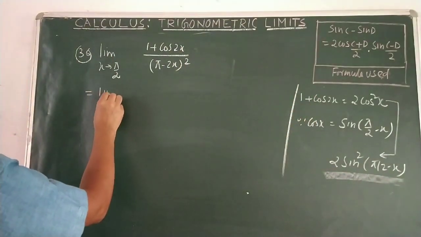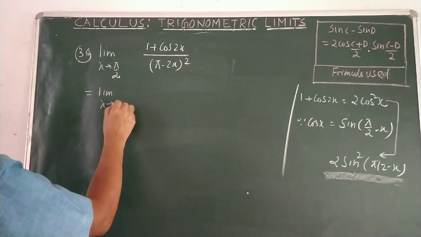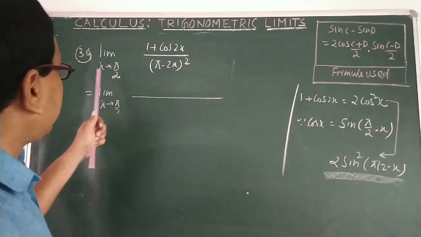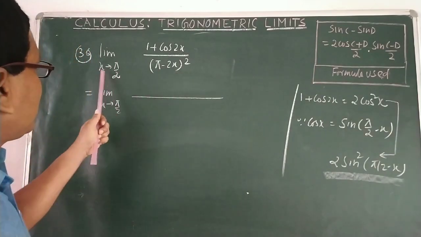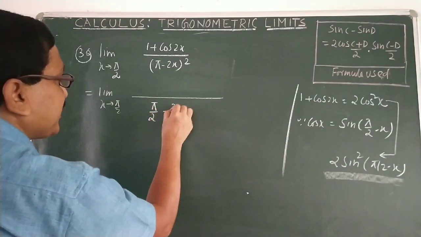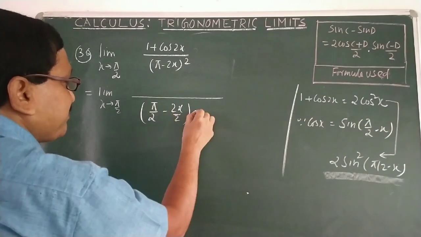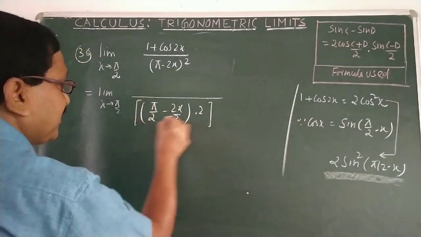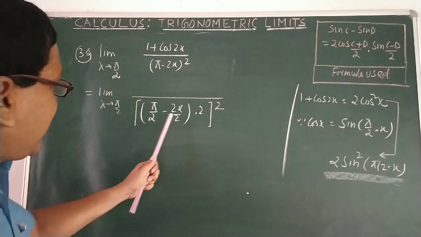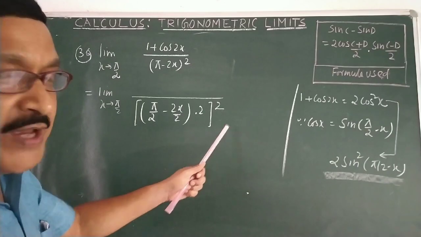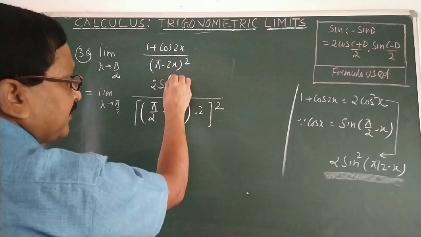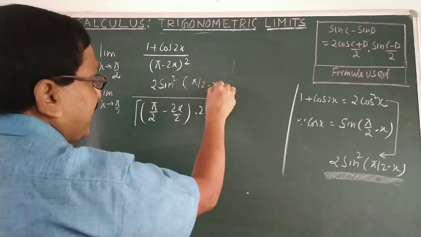Now this is limit x tends to pi by 2. Now this is pi and 2x, here x and pi by 2, so convert it to x and pi by 2. So divide by 2: pi by 2 minus 2x by 2, and multiply with 2 whole square, because we need pi by 2 and x. So we have arranged this accordingly and write this 2 sin square pi by 2 minus x.